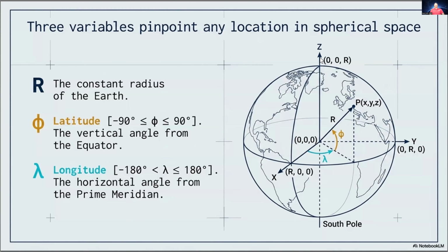But the whole sphere or circle is measured by radius. Three variables pinpoint any location in spherical space: the constant radius of the Earth, the radius, and latitude, minus 90 to 90. It means the vertical angle from the equator.